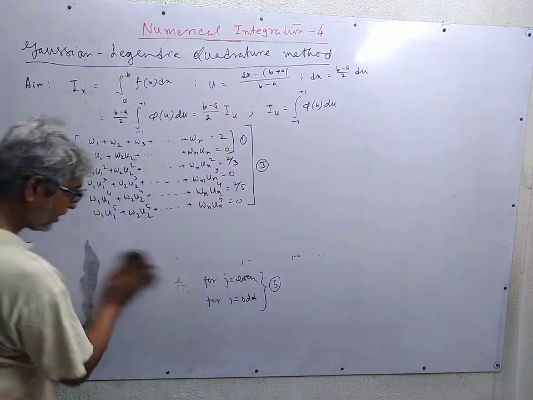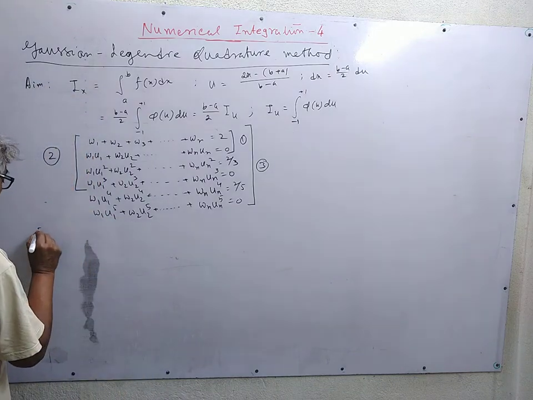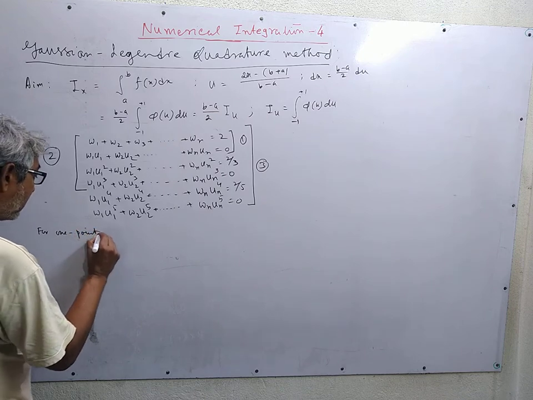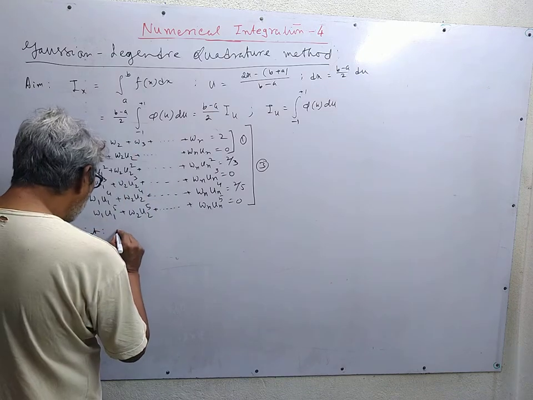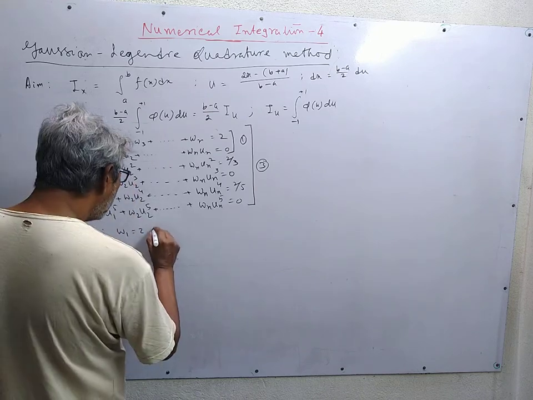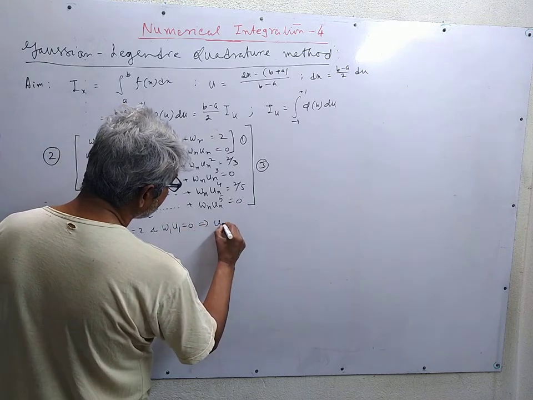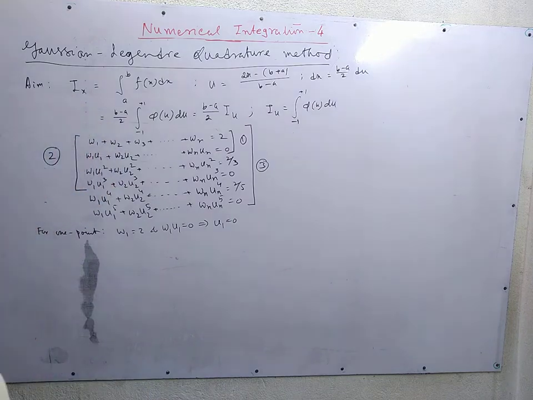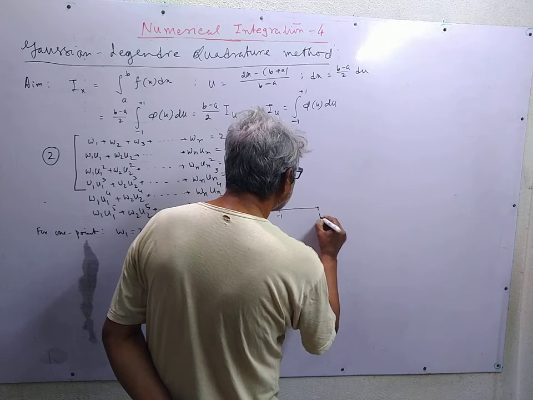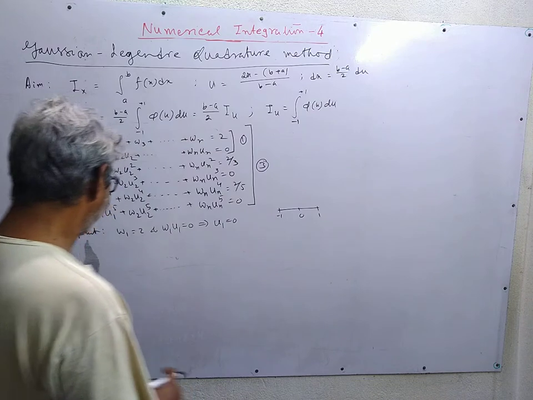So for the 1-point formula, we have W1 is equal to 2 and W1 U1 is equal to 0. See, this gives U1 is equal to 0. So to say, we divide the interval -1 to +1 in 1 point, and this symmetric point must be 0.